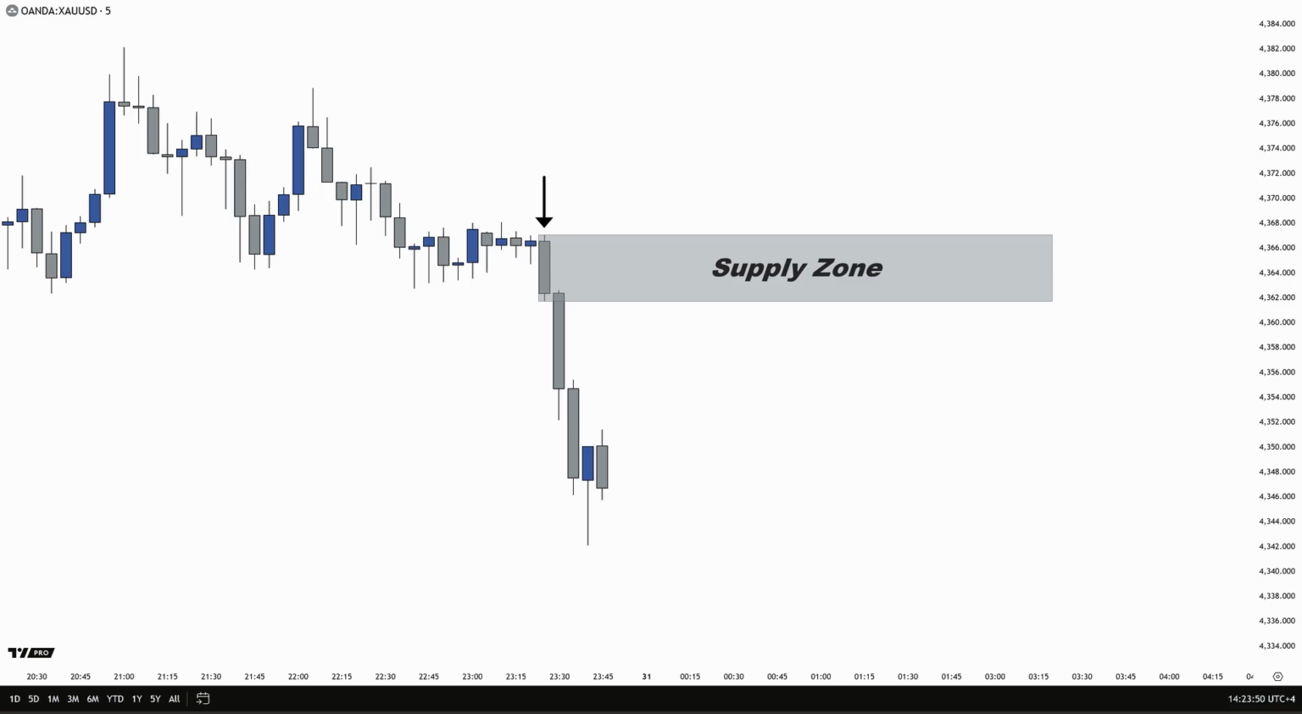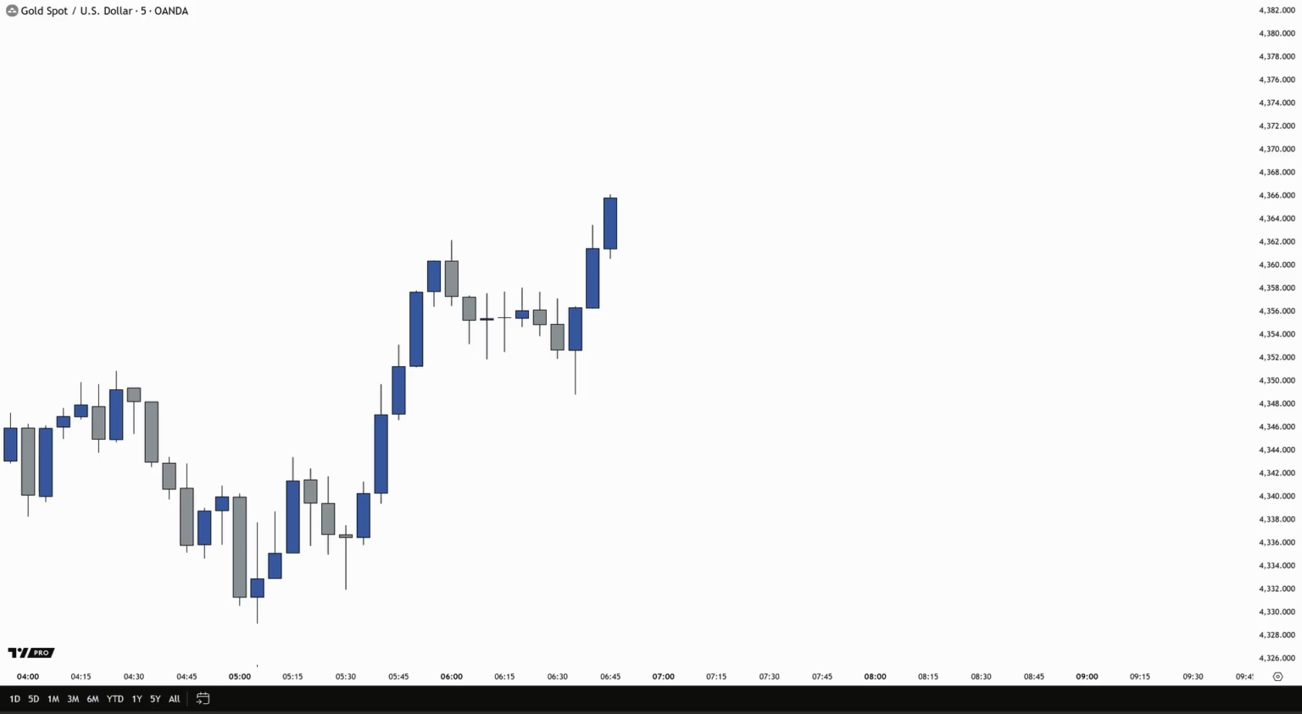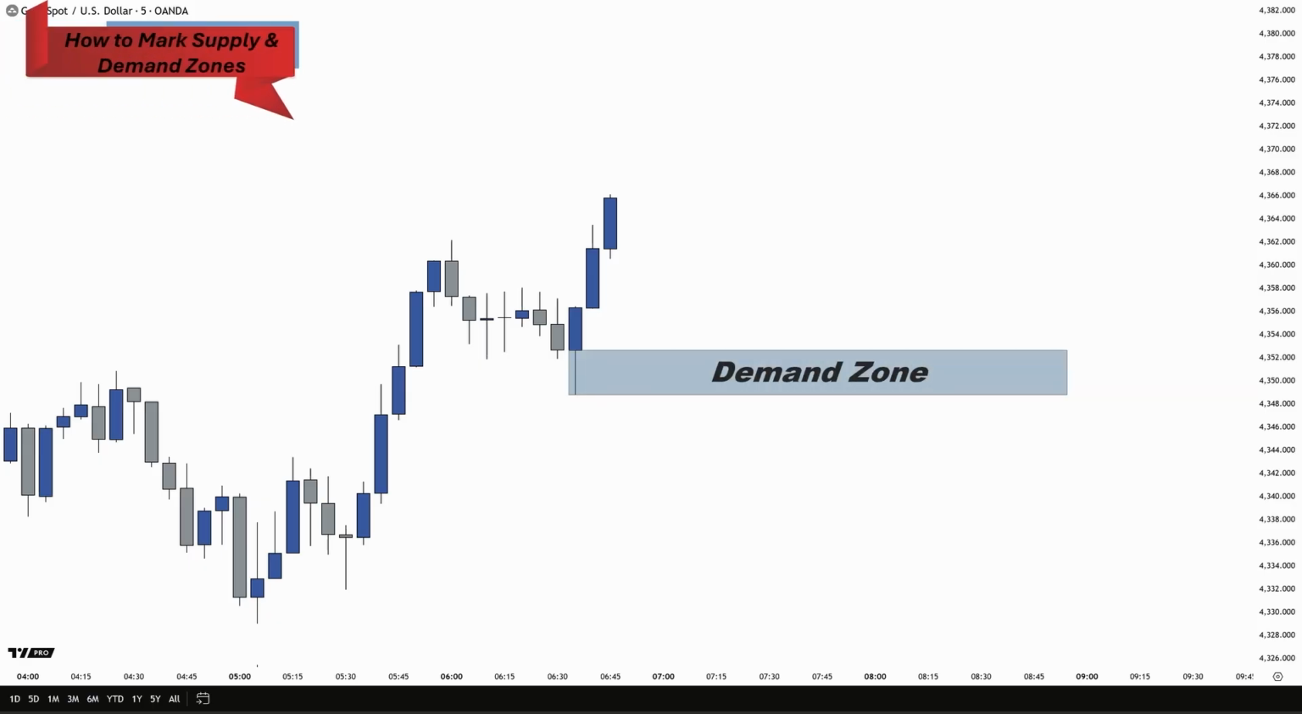Another important concept is the wick. Here, the demand zone is drawn from the wick of the candle, since it shows where price was rejected and the momentum move began. The move did not start from the first green candle, nor the previous red candle. It started at the bottom of the wick, which forms our demand zone.